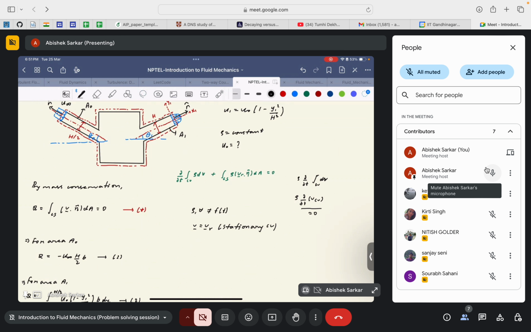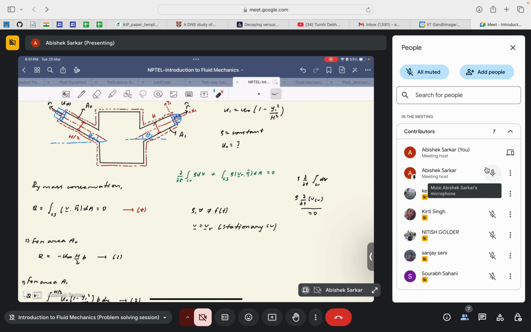So this essentially means that the first term in our mass conservation equation is equal to 0. The only term that can give us some hint towards solving this problem is the second term, the surface integral term that encompasses the mass influx and mass outflux.